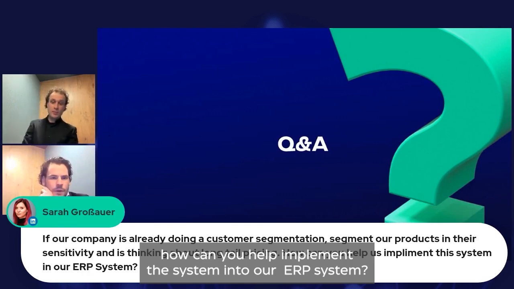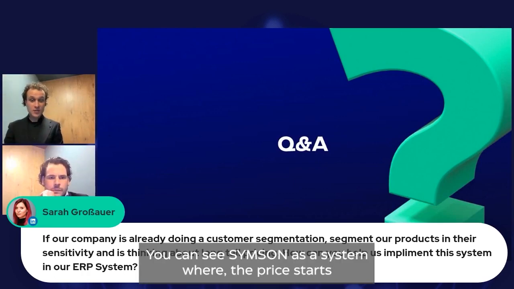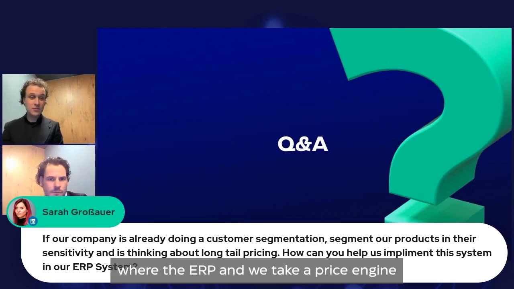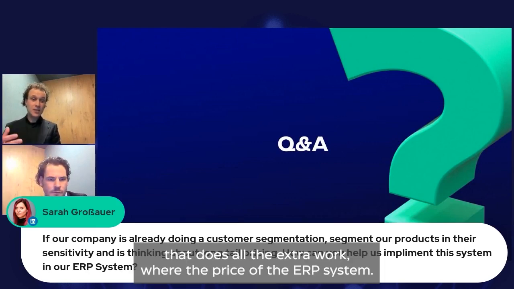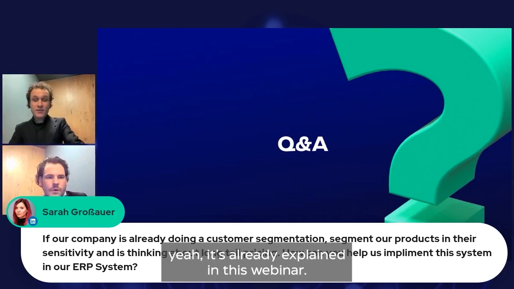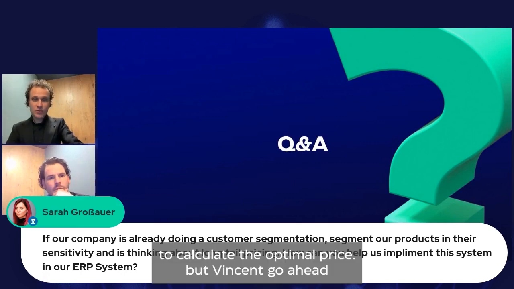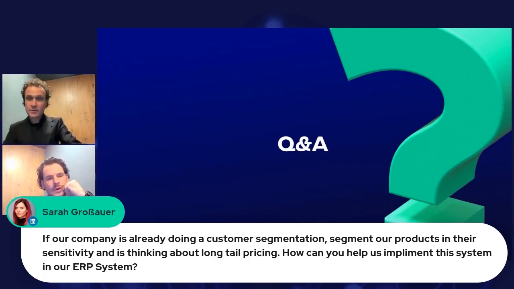How can you help implement this system into our ERP system? Yeah, you can see SYMSON as a system where the price process starts where the ERP ends. So it's like a price engine that does all the extra work where the ERP system ends. As already explained in this webinar, you can add more drivers and more optimization to calculate the optimal price. But Vincent, go ahead.